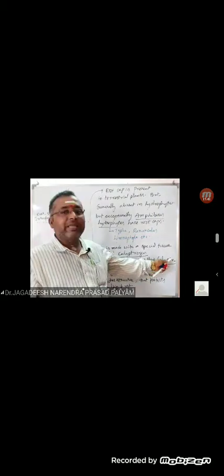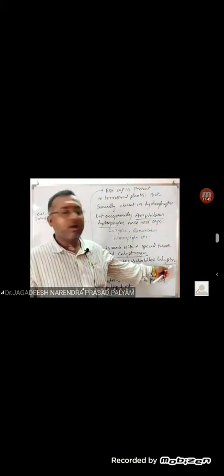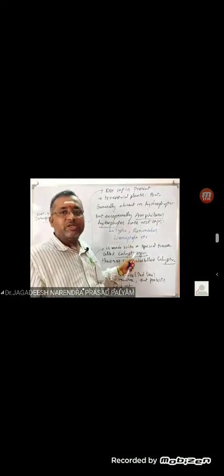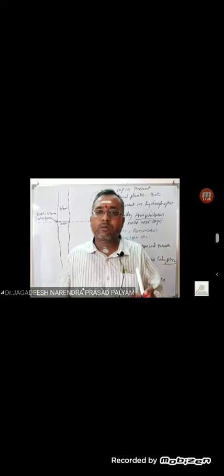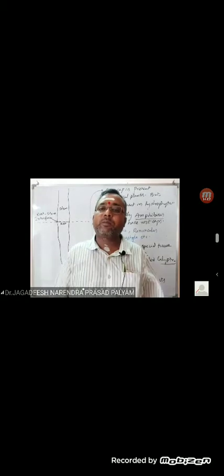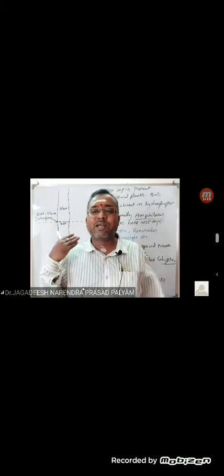Calyptra. C-A-L-Y-P-T-R-A. Calyptra. The tissue is called calyptrogen. C-A-L-Y-P-T-R-O-G-E-N. The tissue present in the root cap is called calyptrogen. Ask it, she will tell you how it got the name. First, listen to me.